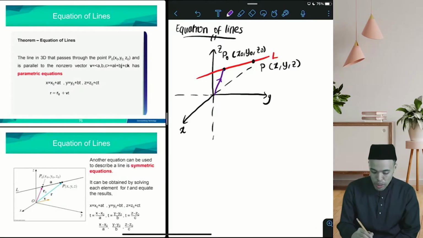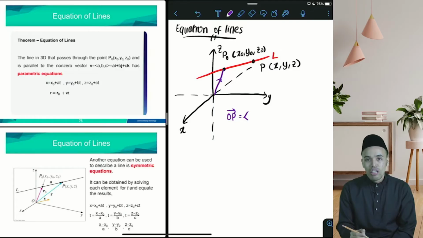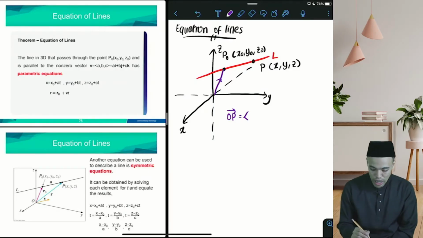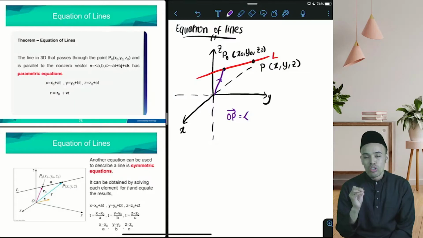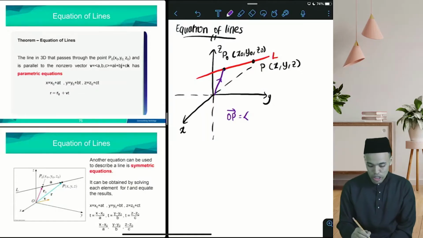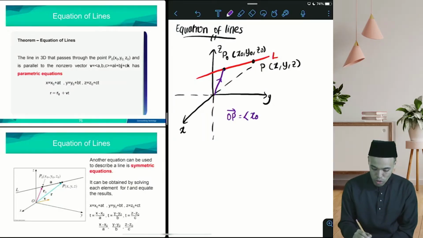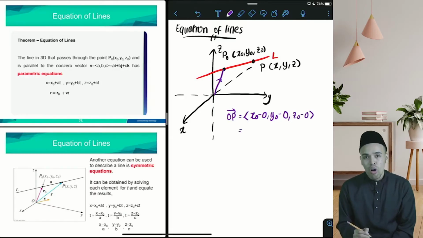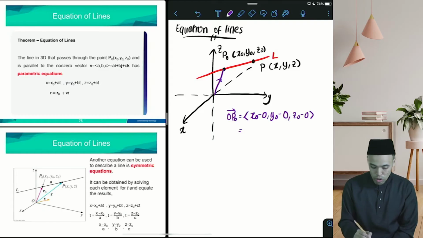Vector OP naught can be obtained by using the respective coordinates at point P naught minus the respective coordinates of the origin. So I am going to have x naught minus 0, y naught minus 0, and z naught minus 0. The components of position vector OP naught are simply x naught, y naught, and z naught.